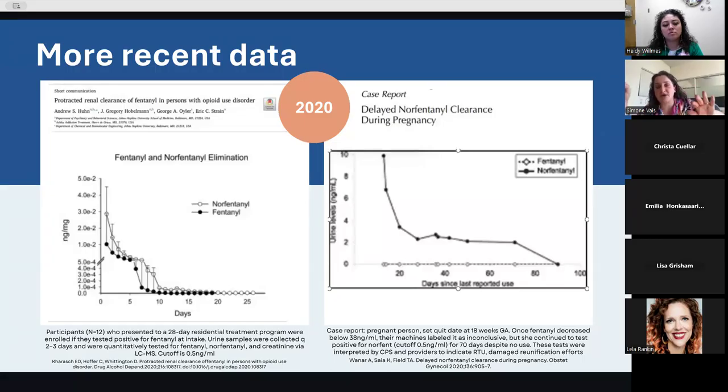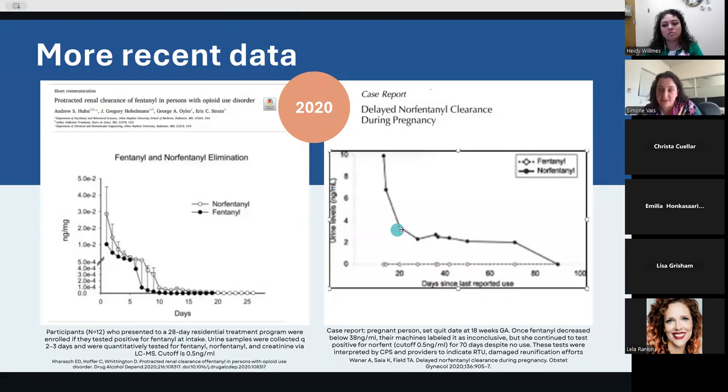What is important to know here is that at this lab, fentanyl is only detected to a level of 38 nanograms per milliliter, but norfentanyl is detected to 0.5, which is why she tested negative for fentanyl quite quickly because it's not very sensitive for fentanyl, but tested positive for norfentanyl for a really long time because we're able to detect much, much lower levels of norfentanyl.